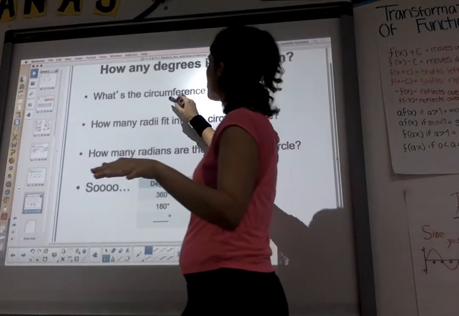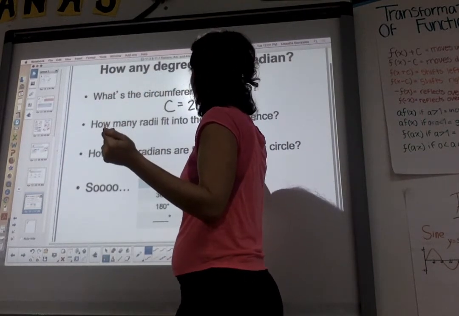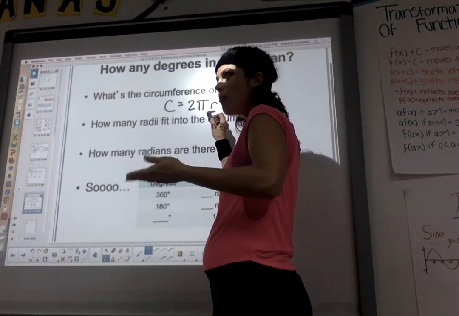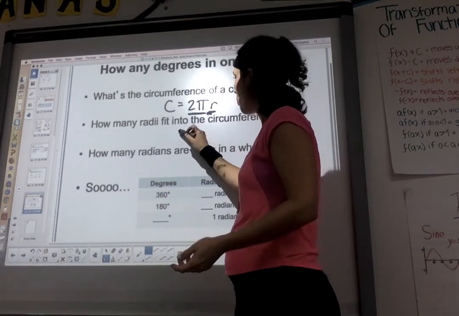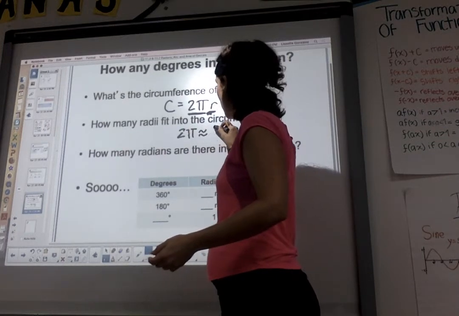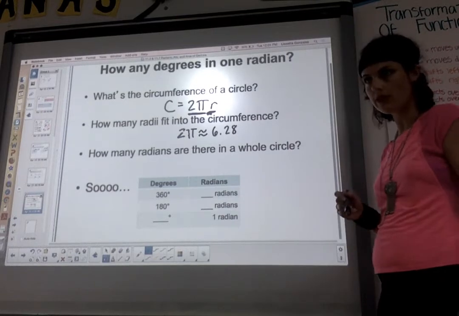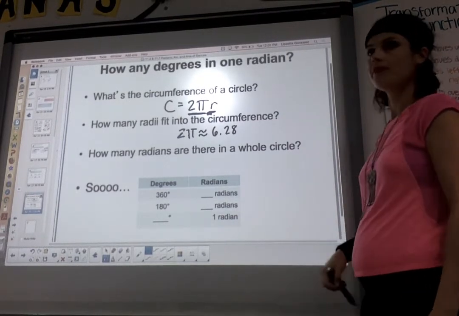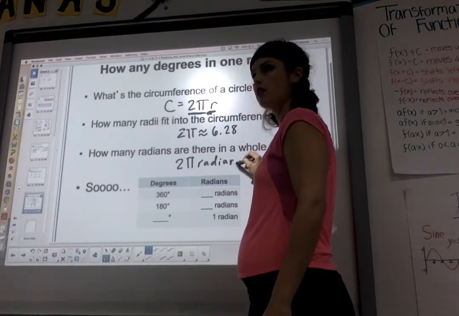So what's the circumference of a circle? 2 pi r. Very good. So how many radii are in a circumference? 2 pi, which in decimal is about 6.28. Yes, it's double 3.14. So how many radians are in a circle? 2 pi radians.